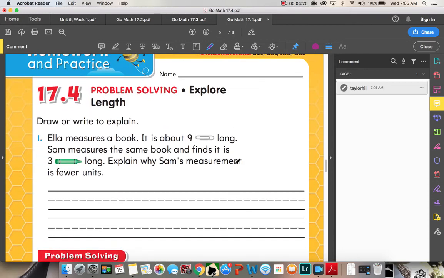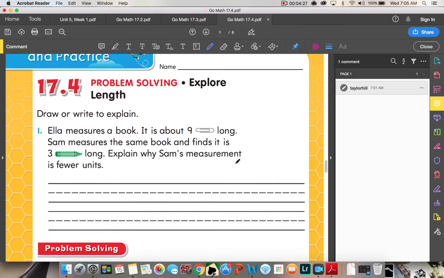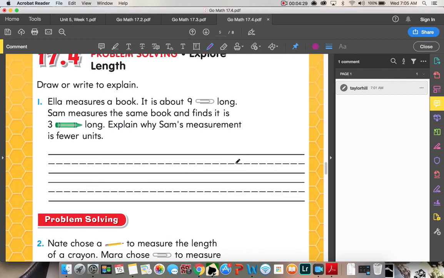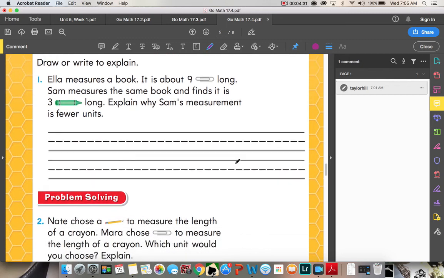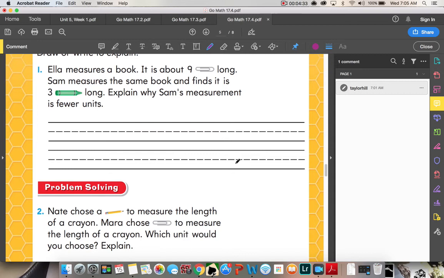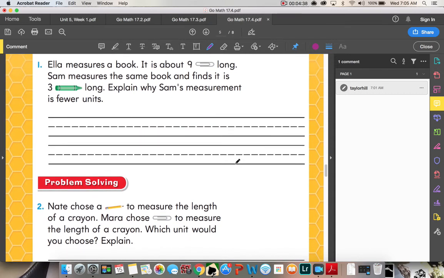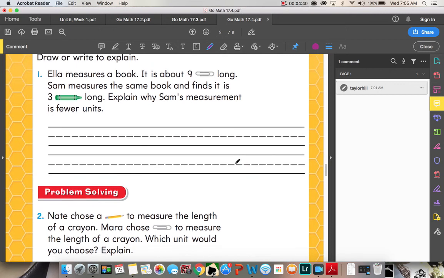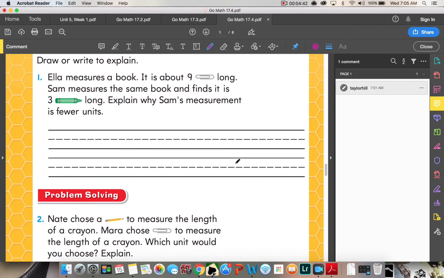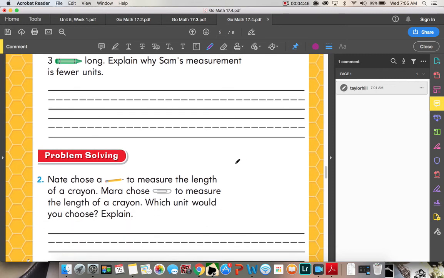Okay, homework and practice. Ella measures a book is about 9 paper clips long. Sam measures the same book and finds it is 3 crayons long. Explain why Sam's measurement is fewer units. Okay, so the paper clips are shorter, the crayons are longer, and that accounts for why Sam uses fewer units.